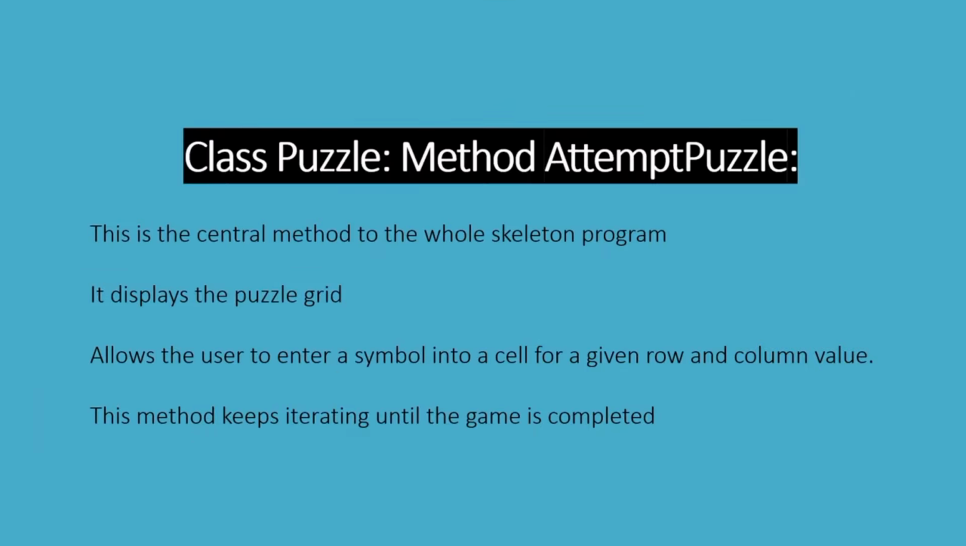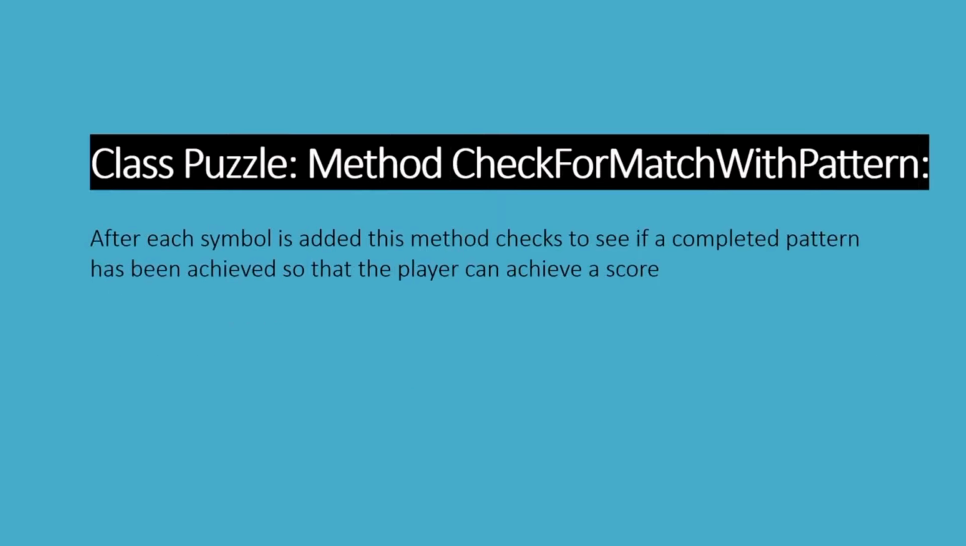Coming on to the attempt puzzle method, this is the central method to the whole skeleton code. It displays the puzzle grid, allows the user to enter a symbol into a cell for a given row and column. Then this method keeps iterating until the game is fully completed. The check for match with patron method, after each symbol is added, checks to see if a completed patron has been achieved. If so, the player is given the score.